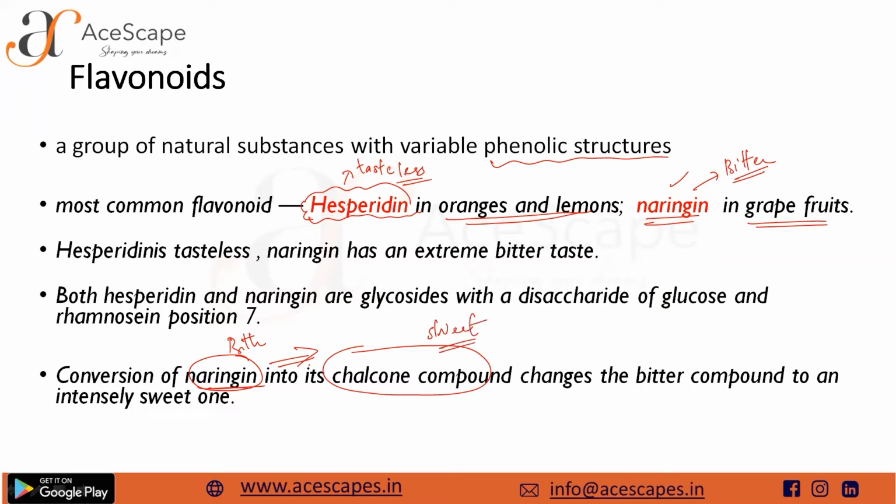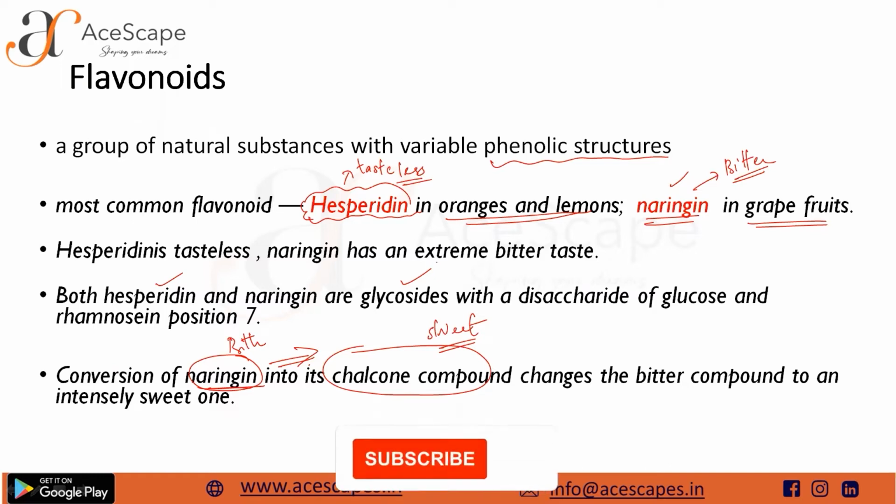Both hesperidin and naringin are basically glycosides, that is, they have a sugar unit. That also we have to see. So what we have discussed: flavonoids are phenolic compounds, and some of the commonly occurring flavonoids are hesperidin and naringin. Hesperidin is present in oranges and lemons, and naringin is present in grapefruits. We have also discussed that hesperidin is tasteless and is a glycoside, but naringin is bitter in taste. When the fruit ripens, naringin will get converted into a chalcone compound, which makes the fruit sweeter.